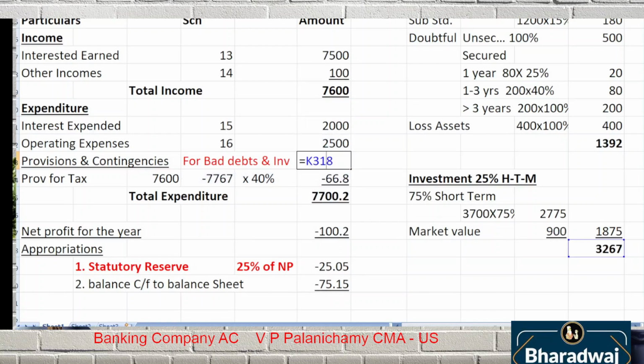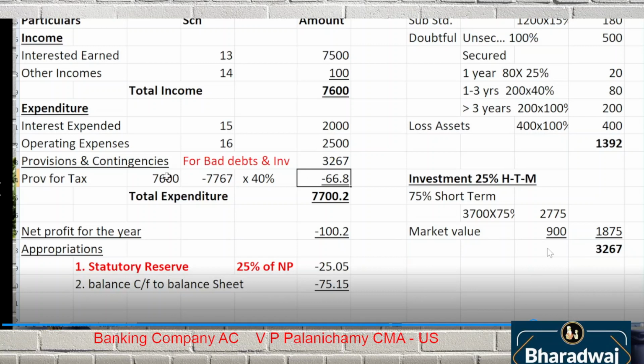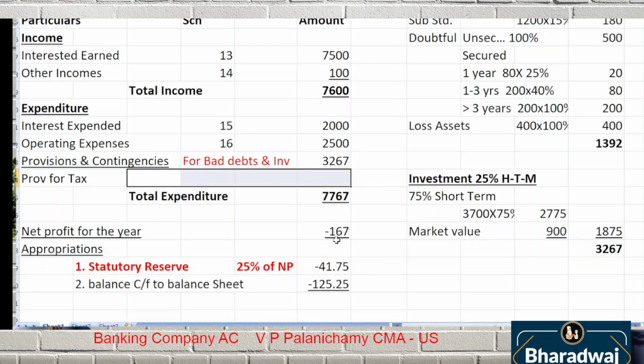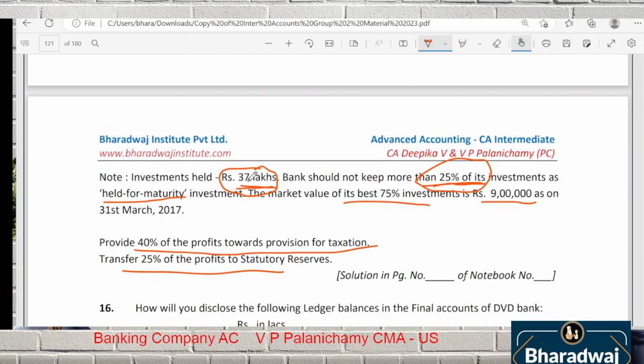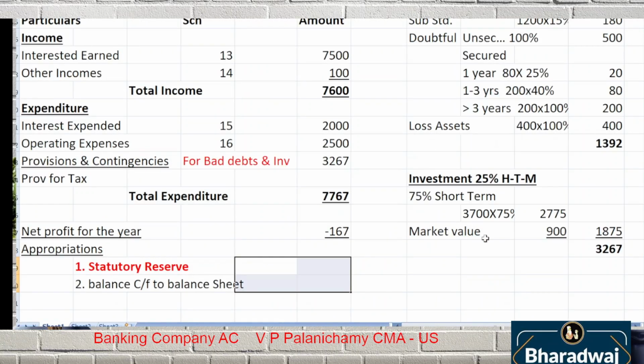Yeah, I made a mistake here. Sorry. Market value is 9 lakhs, which means 900,000. Oh my God. Yes, correct. You are correct, absolutely correct, Ganesh. Sorry, change your answer.